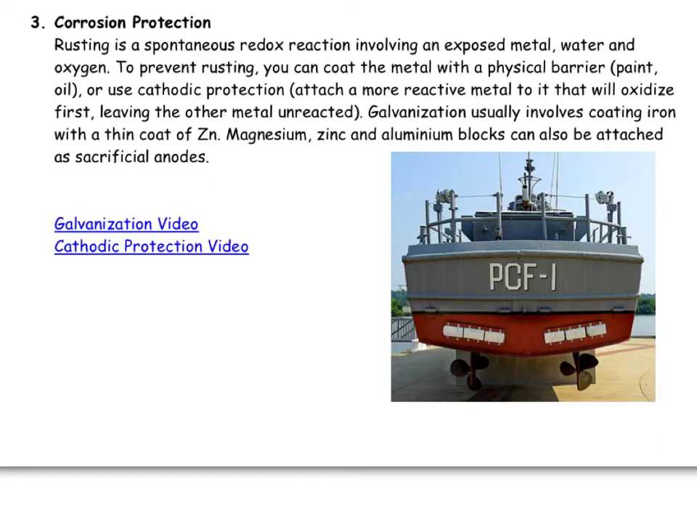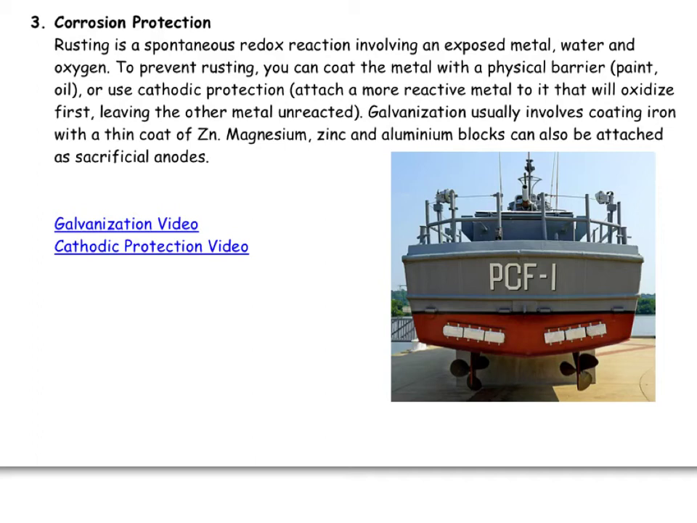This technique is known as cathodic protection. We attach a block of more reactive metal to the metal that we would like to protect. For example, in this picture, we're trying to protect this iron boat from rusting in seawater. Notice at the bottom there are blocks bolted onto the ship. These are made out of pure magnesium or zinc or aluminum.